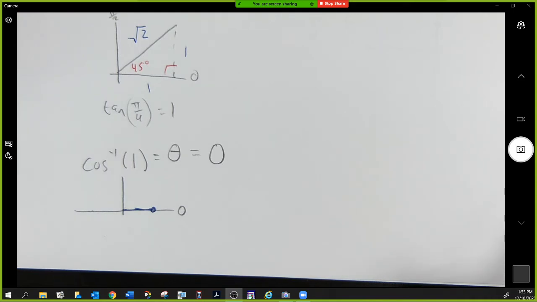No, cosine inverse is how you undo cosine. Secant is the reciprocal of cosine. It's 1 over cosine. Because cosine's an operation. Cosine does not have a value. Okay?